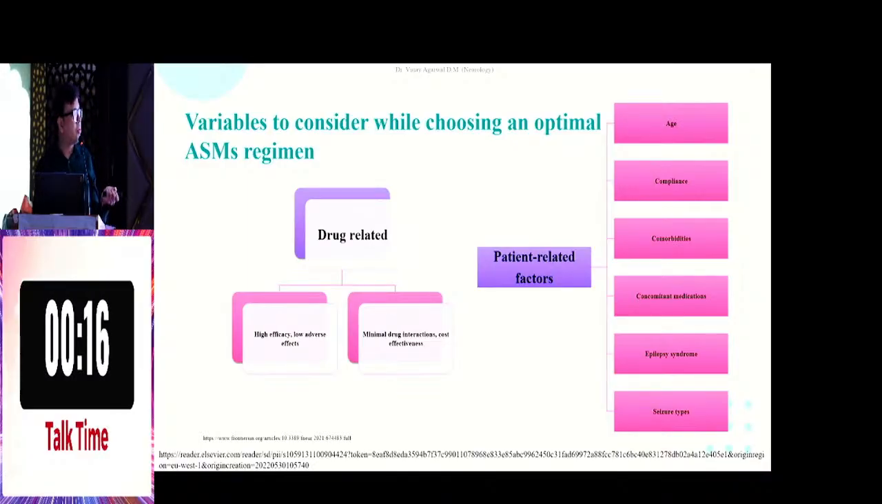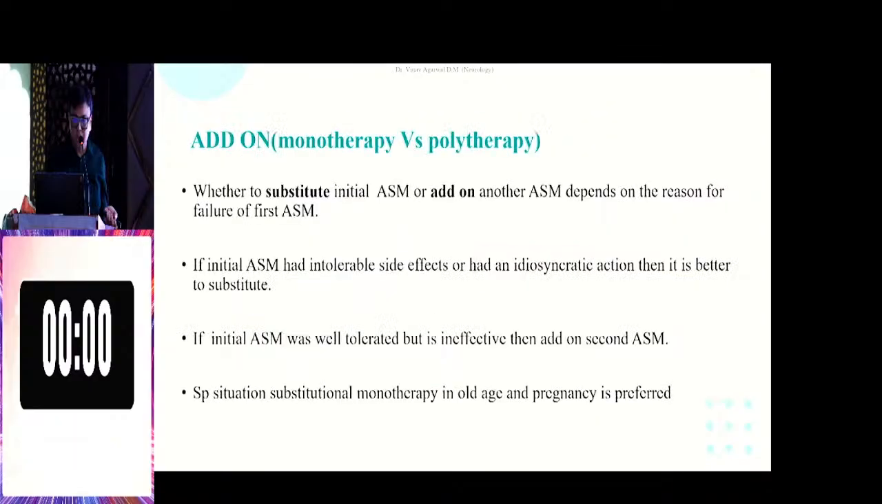So we should know at least common side effects of commonly used drugs before prescribing them. Concomitant medications: our aged population is mostly on anticoagulants and antiplatelets, and if we use enzyme-inducing drugs, we should avoid them, like carbamazepine and oxcarbazepine in the elderly population. Epilepsy syndrome and seizure type we have discussed.